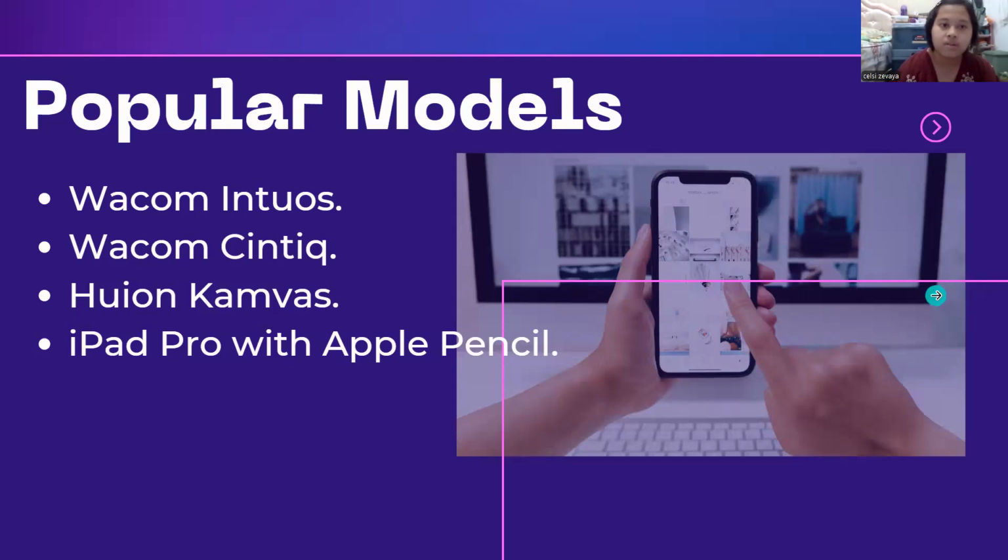So the popular models are the Wacom Intuos, Wacom Cintiq, Huion Canvas, and iPad Pro with Apple Pencil. Basically, these are just the popular models. It isn't for anything in particular. They're just some of the most popular models that people have the money to buy.